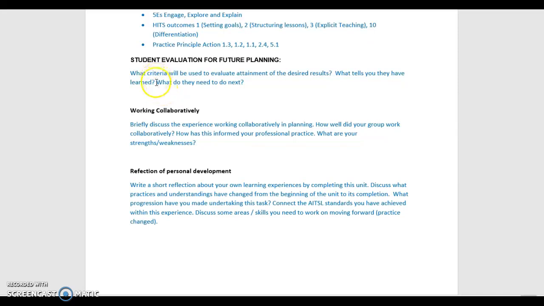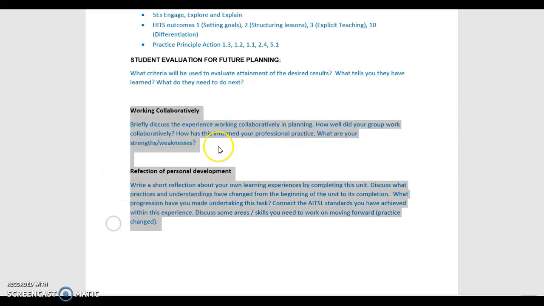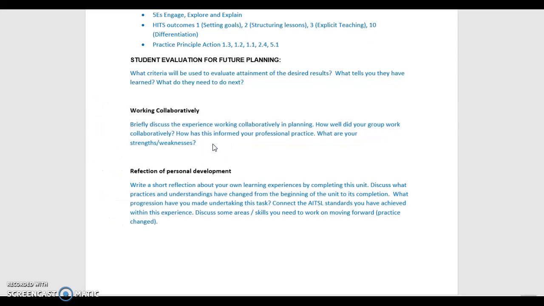Student evaluation for further planning. So what criteria are you going to use to evaluate the desired results? What tells you students have actually learnt? What are you going to do next? What are they going to do next? These two here is more of a reflection on the actual assessment tasks.